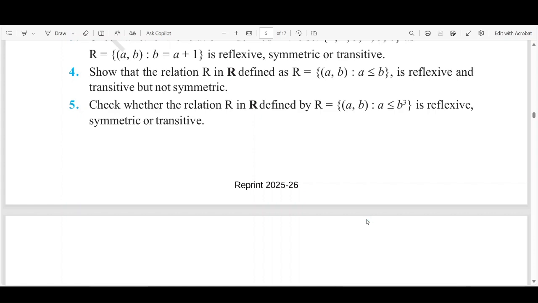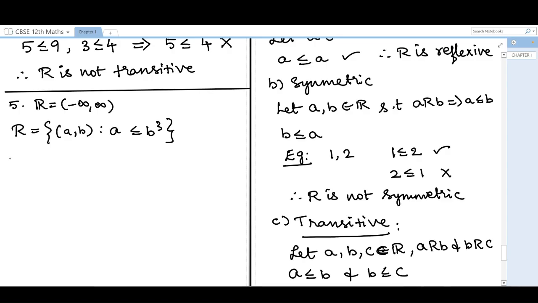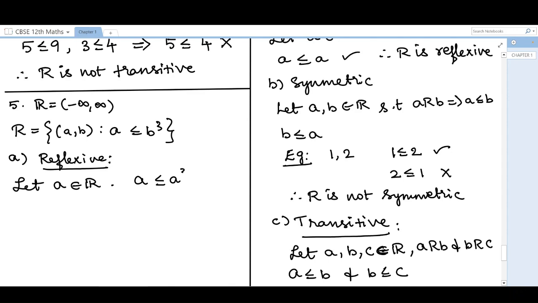Problem number 5. Check whether the relation R in the set of real numbers defined by R equal to the set of all ordered pairs (A, B) such that A less than or equal to B cube is reflexive, symmetric or transitive. So, let us now consider the first one, reflexive. If you take any real number, say A, we have to verify whether A is less than or equal to A cube. This is not true.